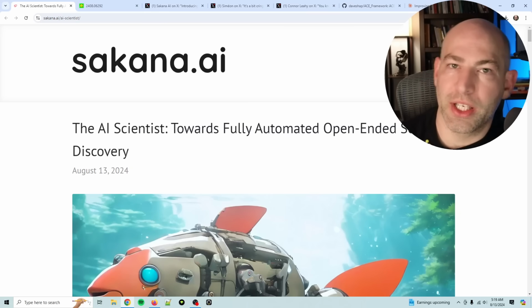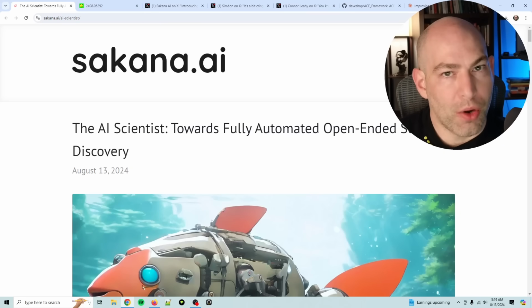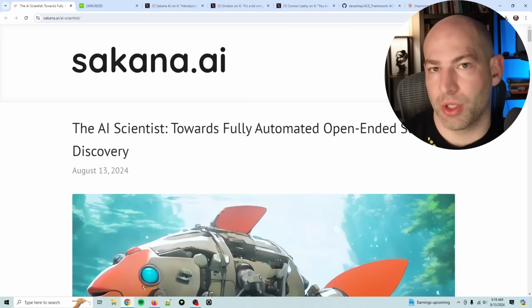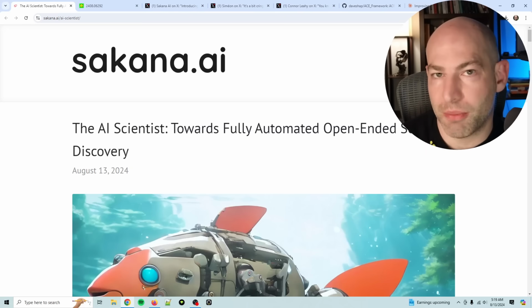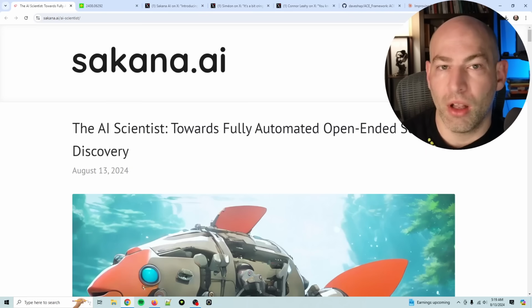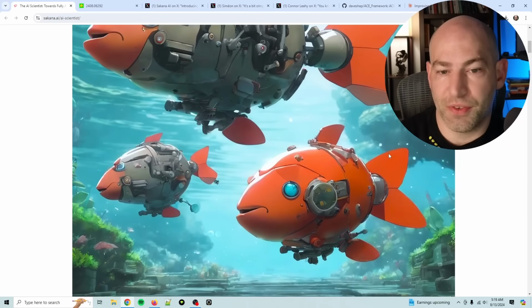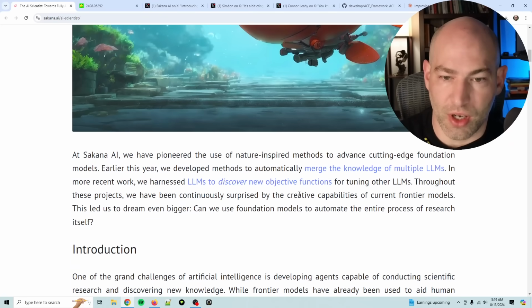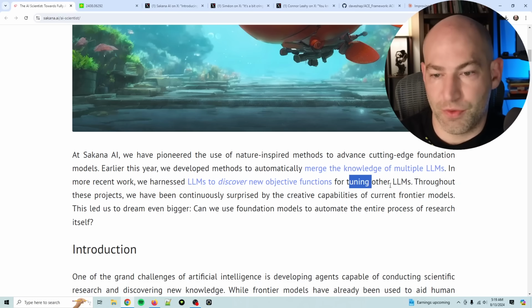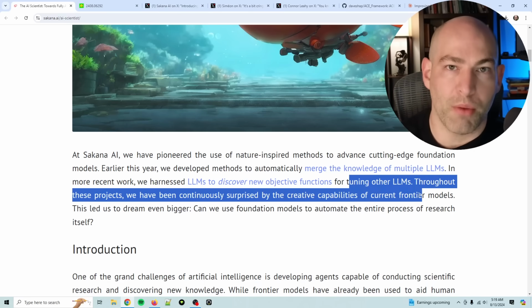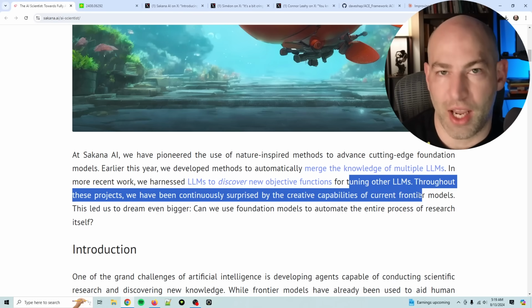All right, so this is really interesting. We've been talking about automating science and research with artificial intelligence for a while, and we're starting to see some really interesting papers coming out. Unfortunately, I can't spend a whole lot of time focusing on what this paper unpacks, but suffice to say that it is talking about merging knowledge from multiple LLMs and using LLMs to discover new objective functions to tune other LLMs. So basically, we're automating the flywheel of AI research.